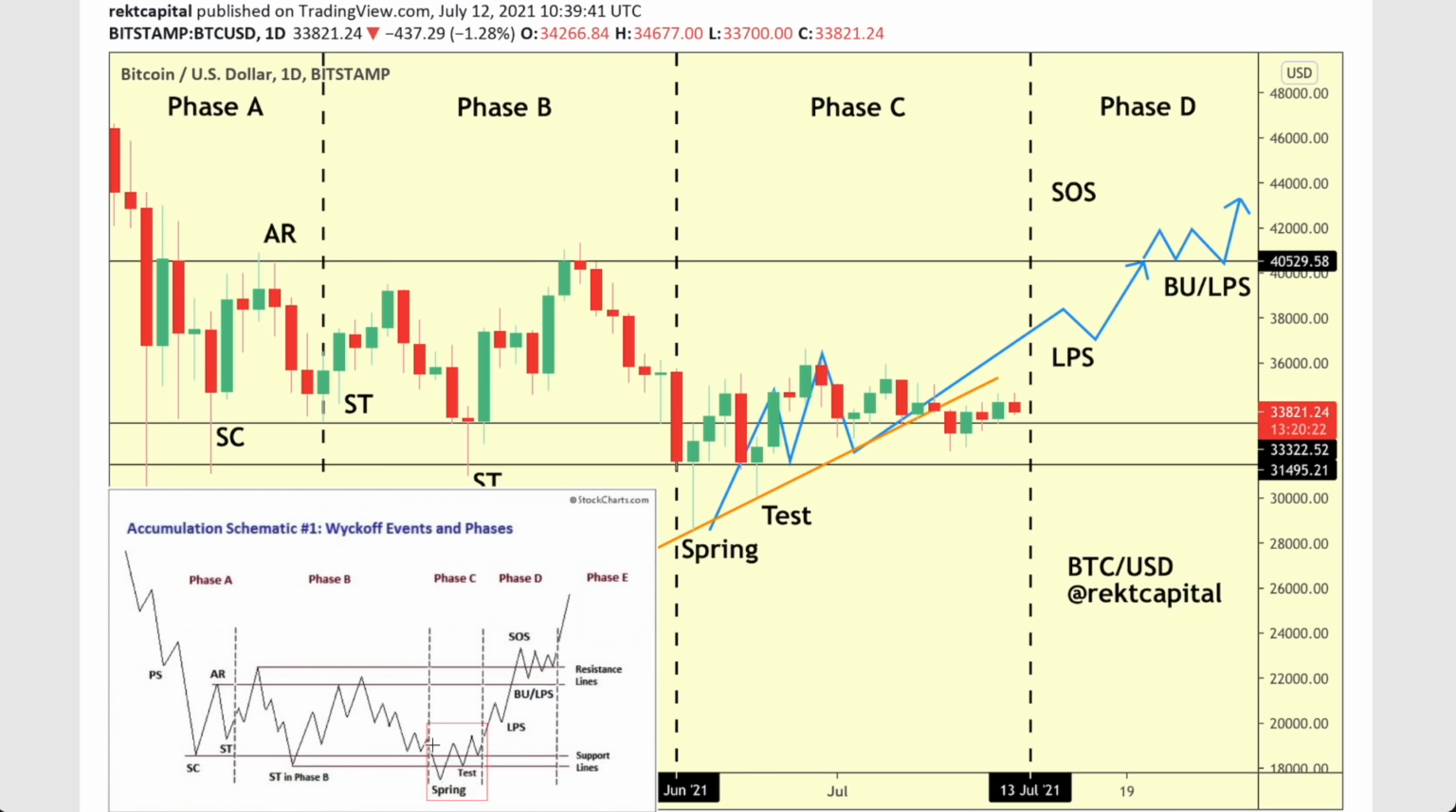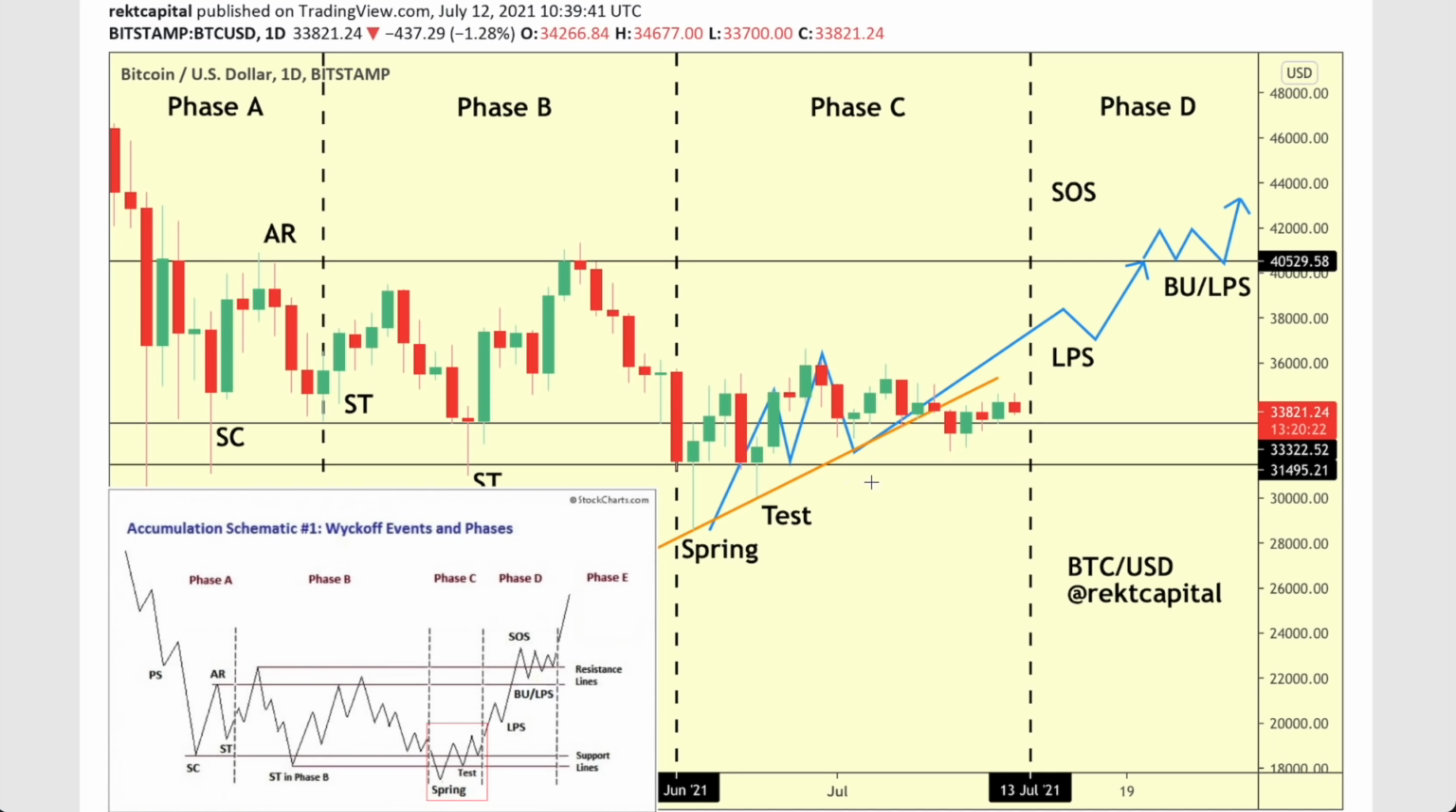So first of all, whenever we focus on this red boxed area, the spring, the test, and the third higher low, this all is supposed to form a higher low, a series of higher lows. And you can see that this third higher low here has been extended into a consolidation range, which has effectively broken down this series of higher lows.